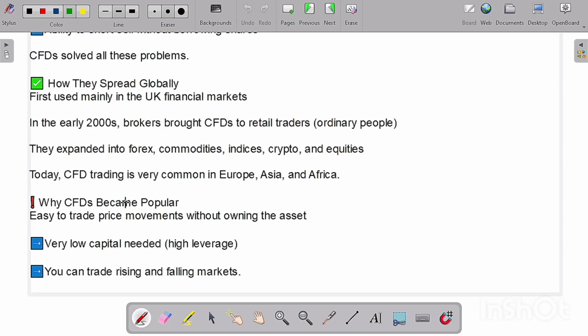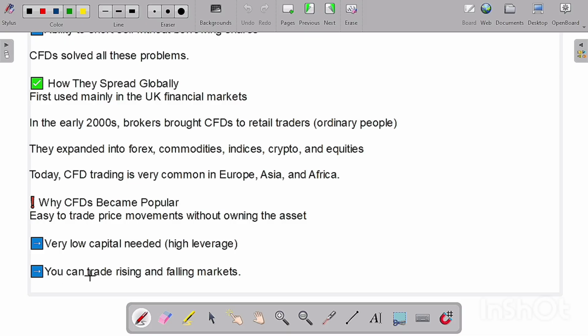So why did CFD become popular? It's easy to trade price movement without owning the asset, it needs very low capital, and there's the high leverage that was offered by the brokers, which now helps us interact with this model of trading. Now they offered leverage. We'll learn about this as we go on.